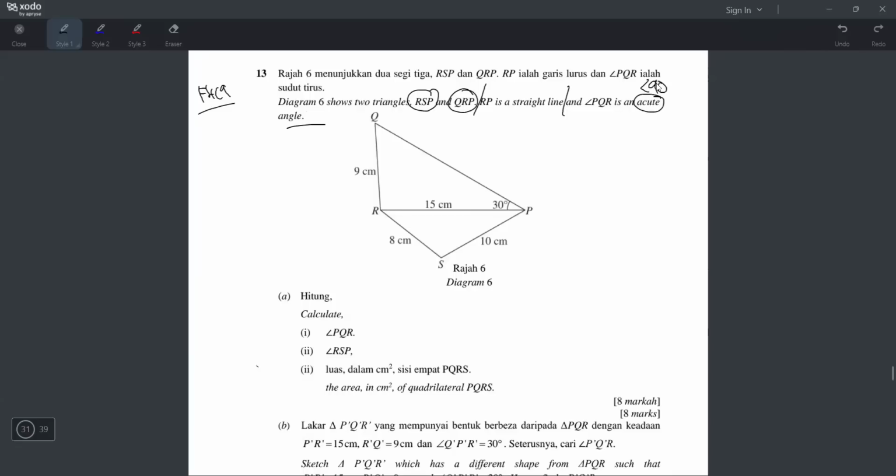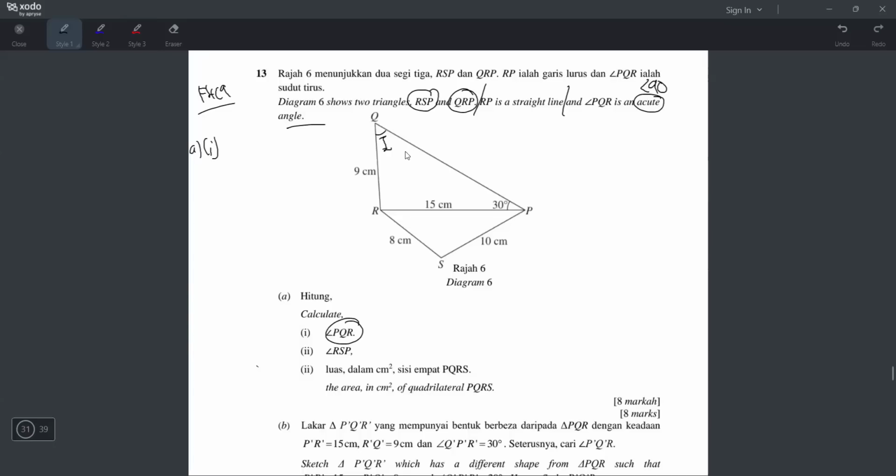It means it's quadrant 1. So PQR, where is it? PQR is here. So let's write quadrant 1 like this to remind me that this is an acute angle, less than 90. Okay, so let's do A1 now. A1 says calculate angle PQR. So PQR means this angle, the acute angle.